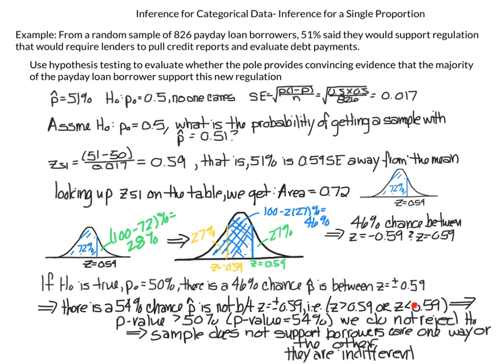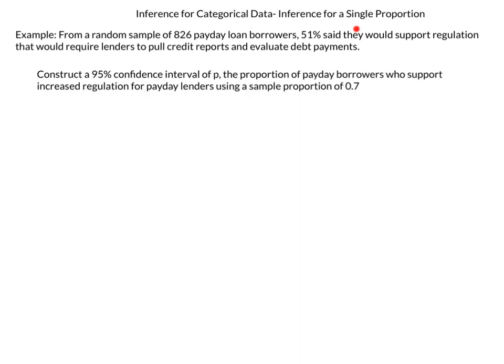So again, if we assume that the proportion is equal to 0.5, there's a pretty good chance we're going to get a sample with proportion equal to 0.51. So with 0.51, our sample does not support rejecting H0. And remember, we never really come around to actually accepting H0. We simply fail to reject H0. Our next problem, same data: 826 payday loan borrowers, 51% support regulation.